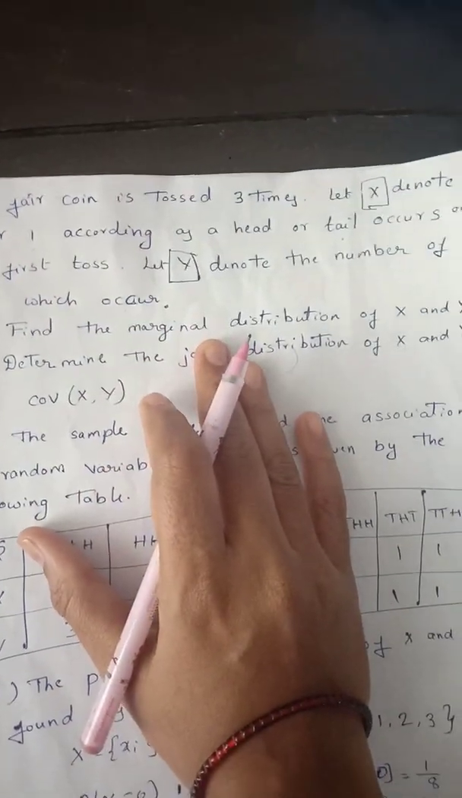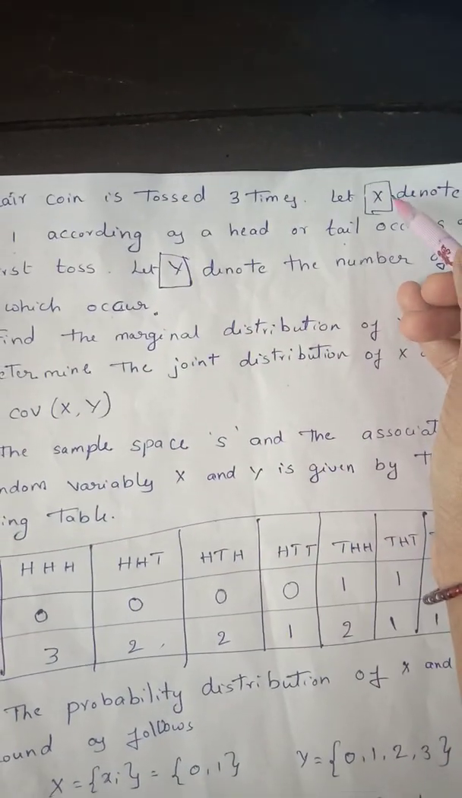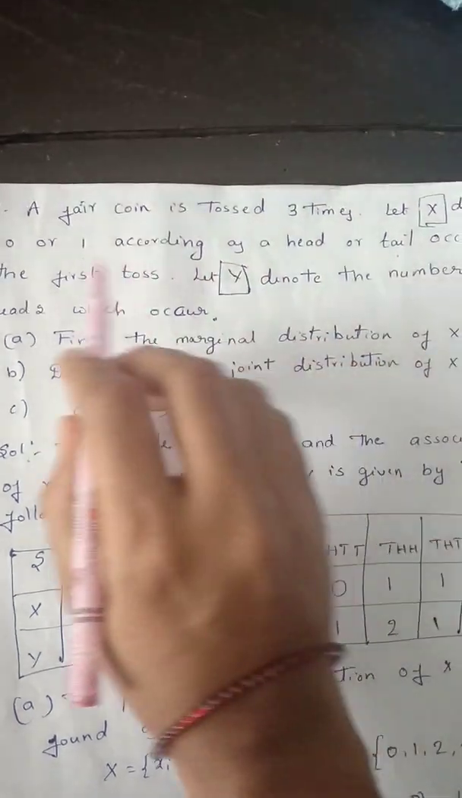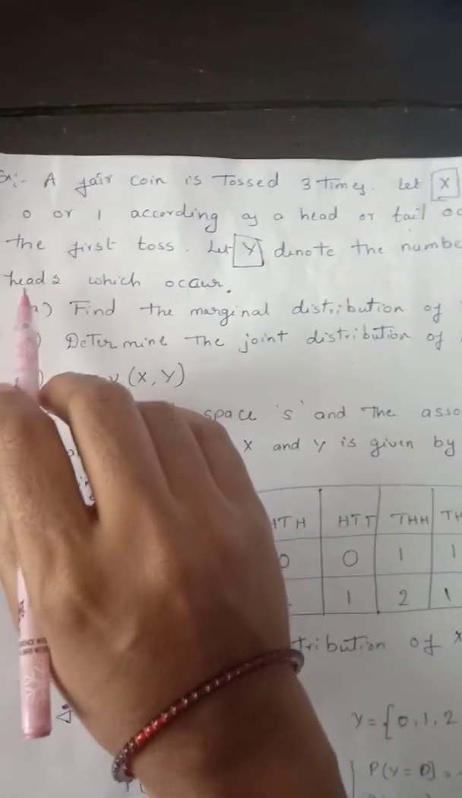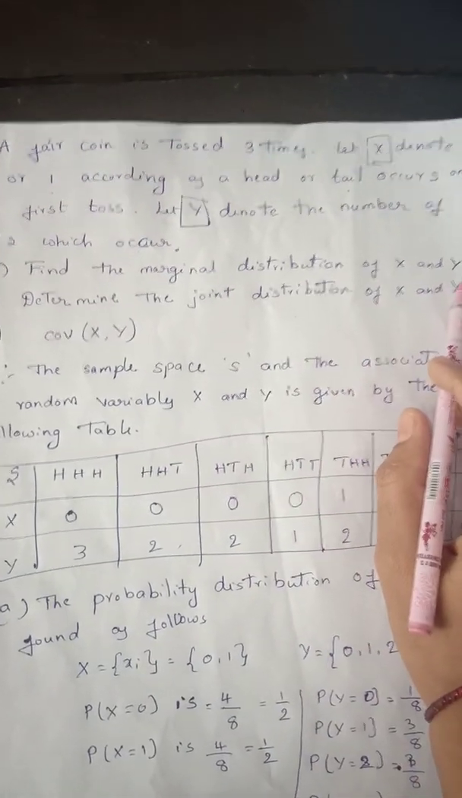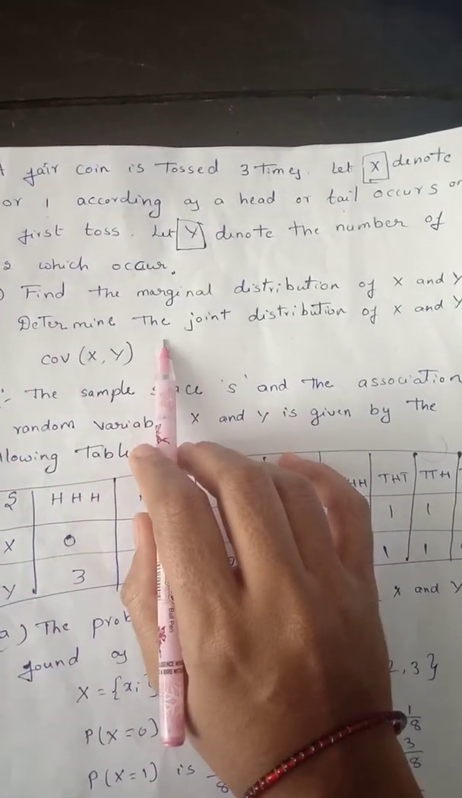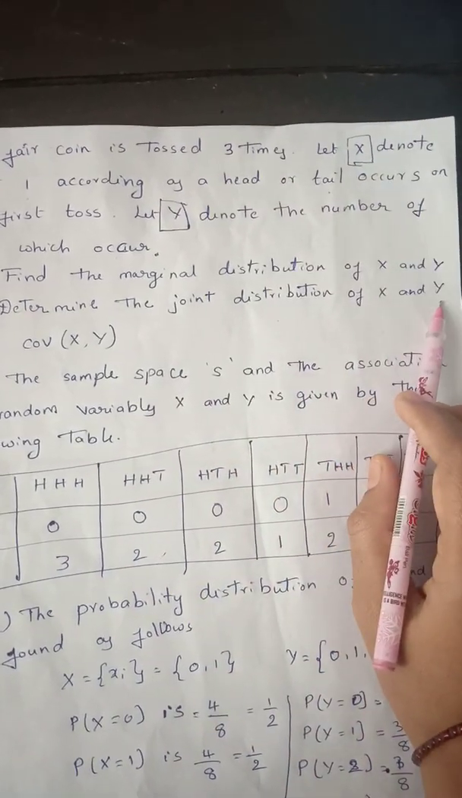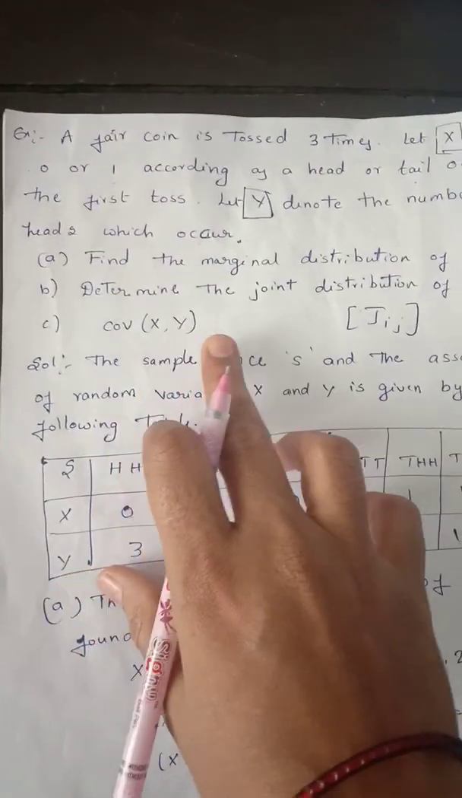Here they have not given any probability distribution table. So you have to construct a table by using the values of these two random variables. So for x you take 0 when a head occurs first, and 1 when a tail occurs first. Y means the number of heads which occurs. The question is, find the marginal distributions of x and y. Marginal distribution means f(x_i) and g(y_j). The second question is, determine the joint distribution of x and y, that is, you have to find the p_ij values. And the third question is the covariance of x and y.